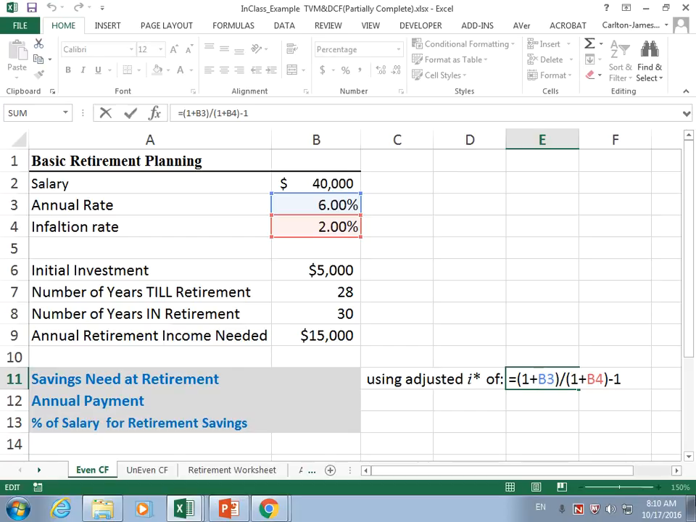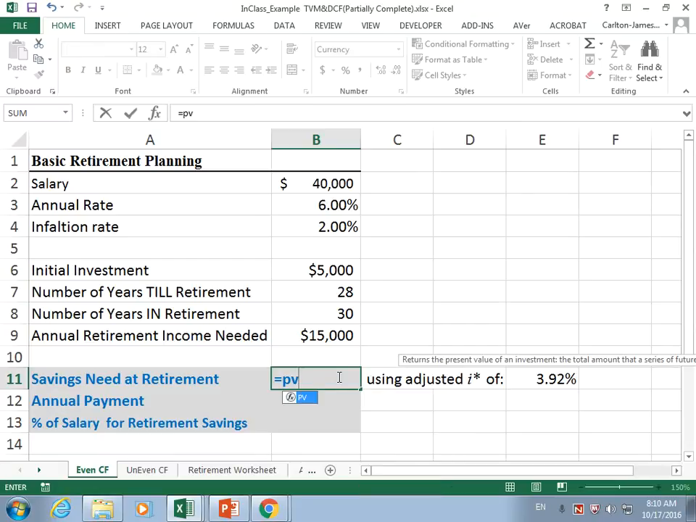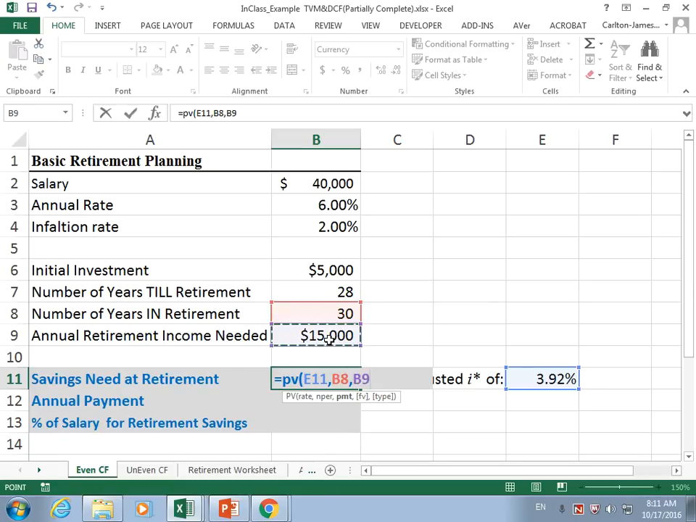Okay, so this will be our present value function that we would use. And we're going to use the adjusted rate. The number of periods here is 30 years. And our payment is $15,000. So this, of course, is also something your model needs to figure out. So it's not a discretionary variable. The model will need to figure out what sort of retirement income you need.